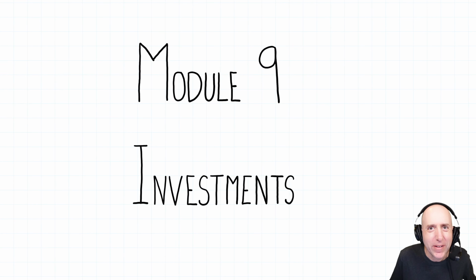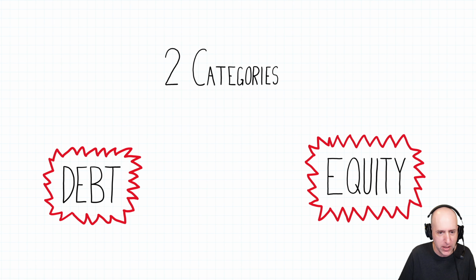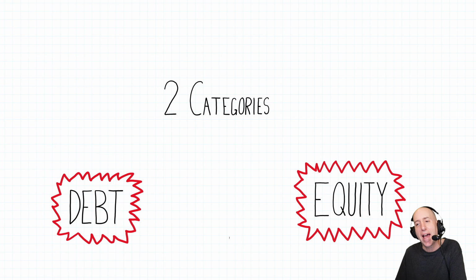Welcome to Module 9 of our Intermediate Financial Accounting course. This module is all about investments. We're putting our money to work for us. And we're really concerned with two categories of investments: debt investments and equity investments.